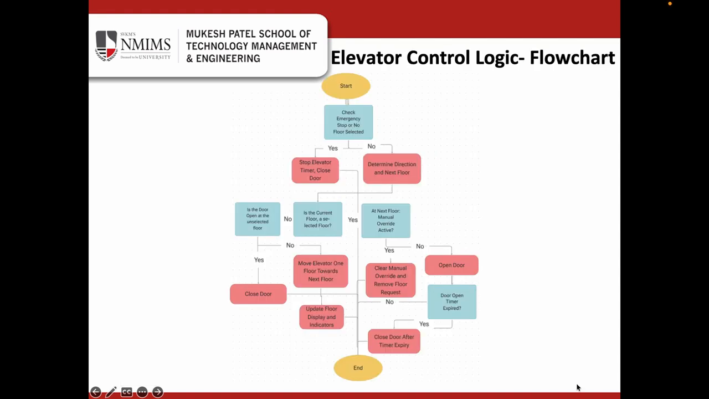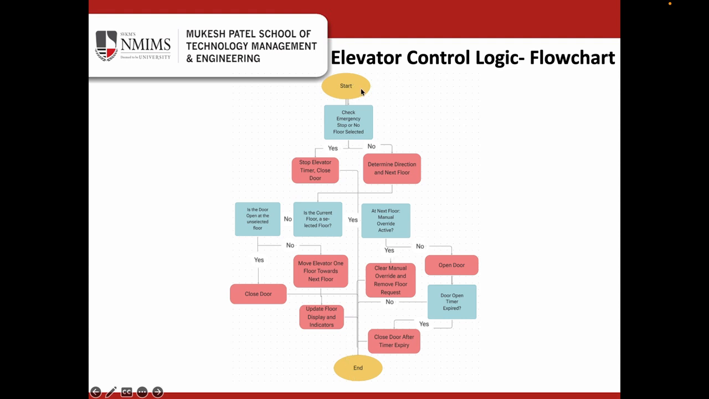So this is the elevator control logic. Basically, my team and I have created a simplified version of the MATLAB code in the form of a flowchart. So here, as you can see, this is the flowchart. The blue boxes are conditions, while the pink boxes are the instructions, and start and end are in orange.